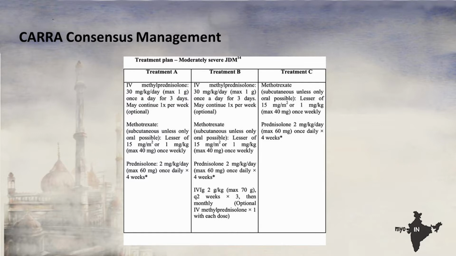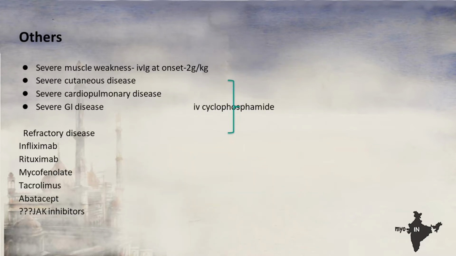IVIG in those patients with severe disease. Now, the other aspects of treatment: if they had severe disease at onset, severe muscle weakness, we would give IVIG at onset. Those who have very severe cutaneous disease, including ulcers, severe cardiopulmonary disease or GI disease, IV cyclophosphamide would be preferred upfront in these patients.